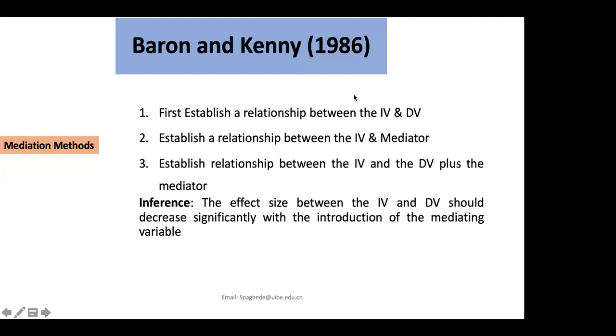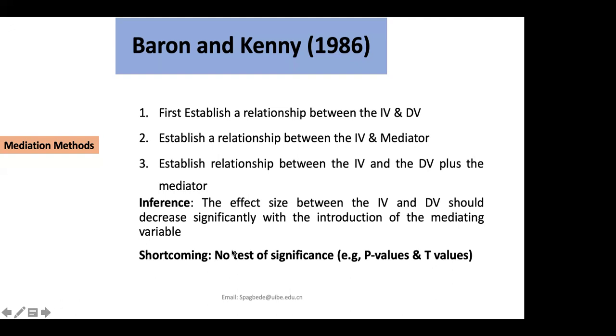Now, how you draw your conclusion is that it is expected that in the first instance, the relationship between the IV and the DV should be large enough. And when you introduce the mediating variable, because the mediating variable is also taking an effect on the relationship, then there should be a significant reduction in the relationship between the independent variable and dependent variable. We'll look at the practical section and we'll understand it better.